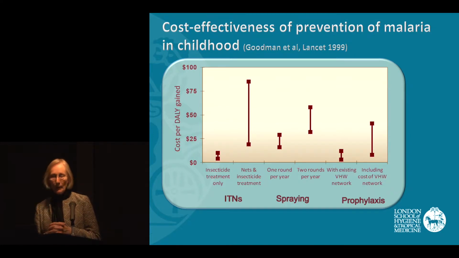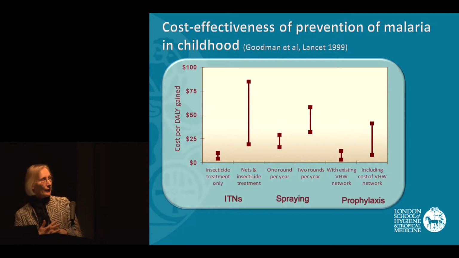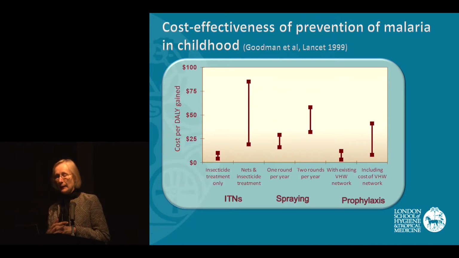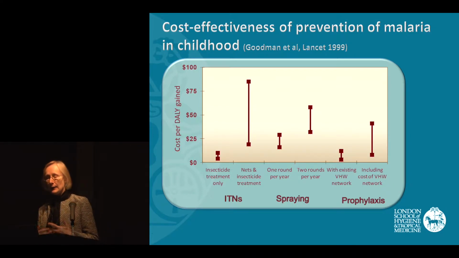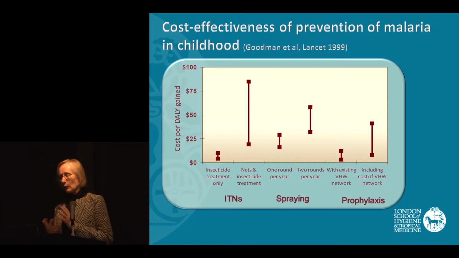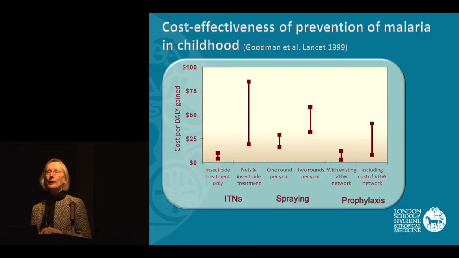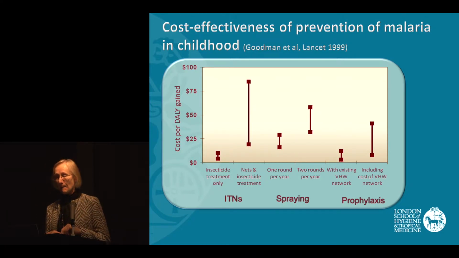in. And so what you have here on the left-hand axis is the cost per disability adjusted life year gained, so translating lives saved into DALYs. Along the bottom you have the interventions. We looked at some of them: ITNs, insecticide-treated nets, whether treated only or including the cost of the nets, spraying 1 or 2 rounds, that's with insecticide, and then prophylaxis, including or not including the cost of a volunteer network.